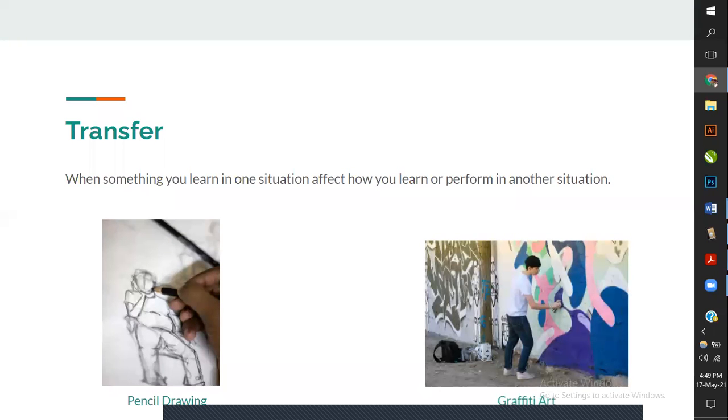And what happens when you want to do graffiti art instead of pencil drawings? Well, what transfer says is that the skills you have from pencil drawings help you to learn graffiti art. So the pencil drawing would be your first skill, and your graffiti art would be a skill that would require transfer.